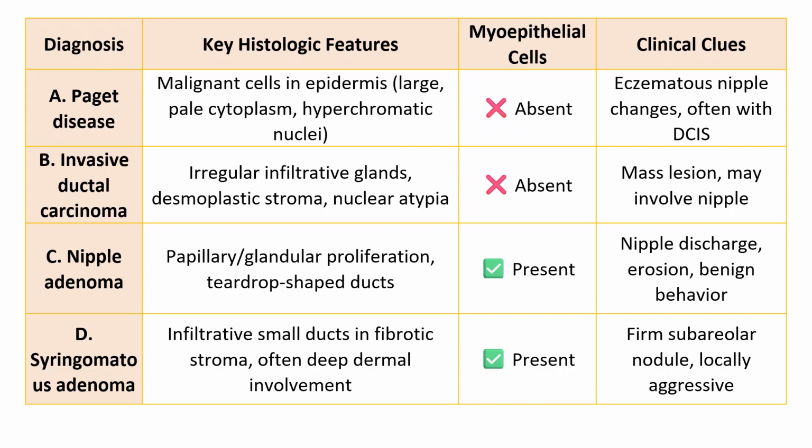Coming to Syringomatous adenoma, it shows infiltrative small ducts in the fibrotic stroma. Often deep dermal involvement also can be seen, and myoepithelial cell rimming is present. It presents as firm subareolar nodule, and it can be locally aggressive, but it is a benign condition.